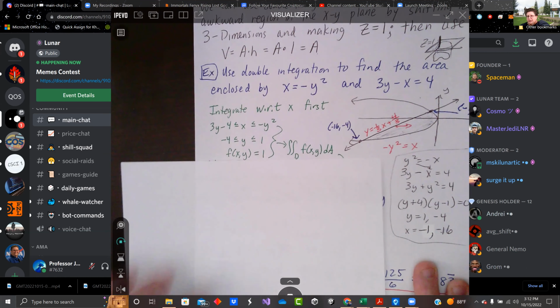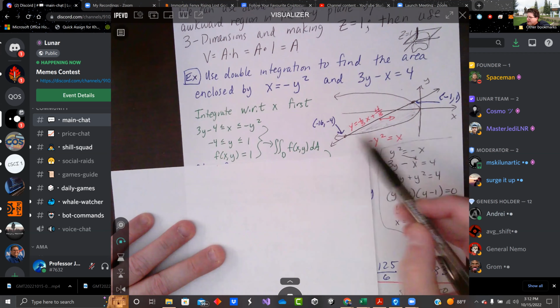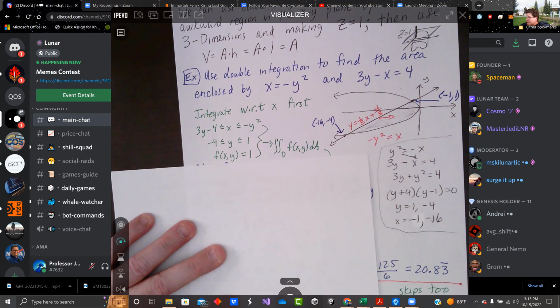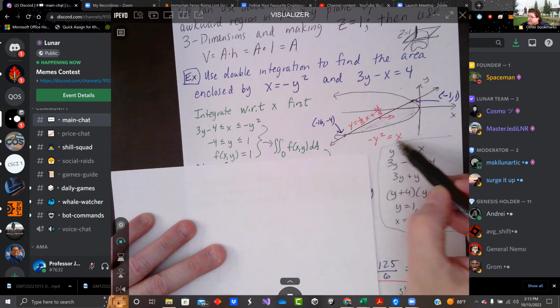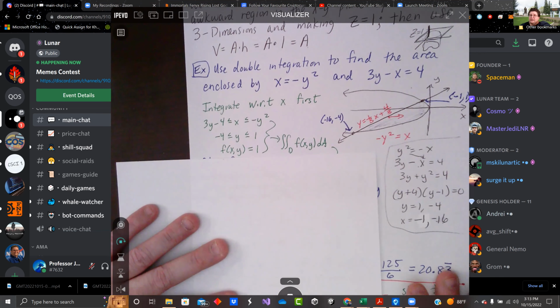I drew the picture up. I drew the curves and I found the boundary points. Did it over here as some legwork, because it's not intuitive just looking at it. So I figured out when y equals 1, x is negative 1, and when y equals negative 4, x equals negative 16, just by substituting x equals negative y squared into the 3y minus x equals 4 function. Go ahead and look through that.